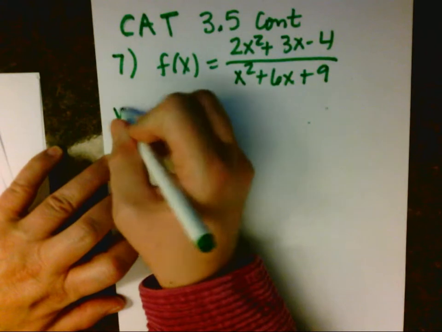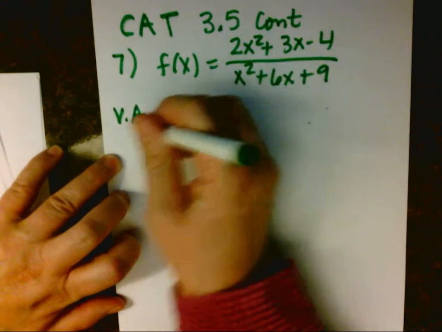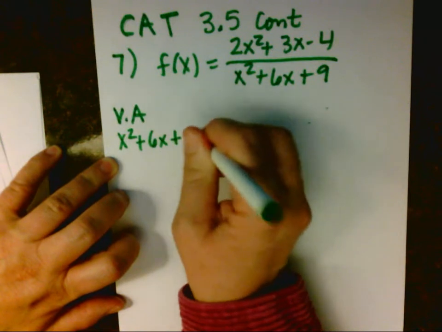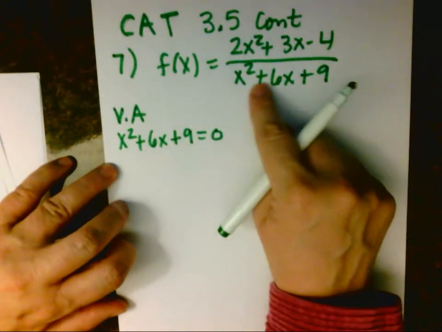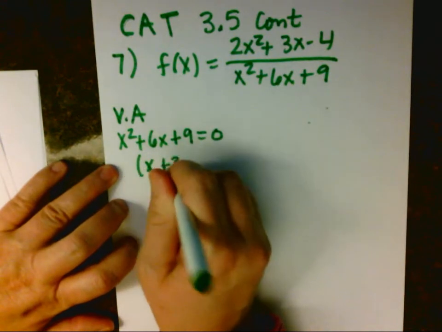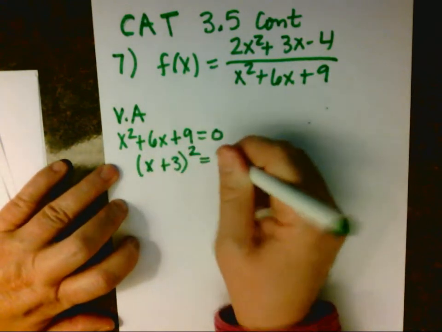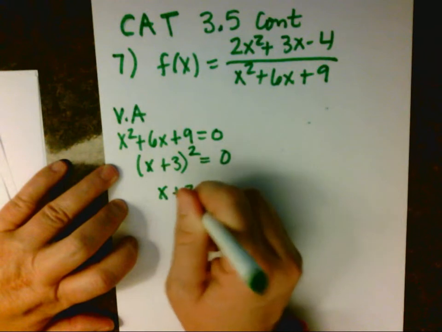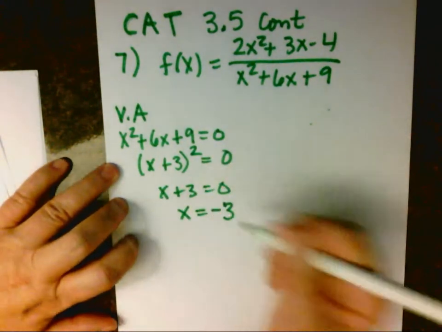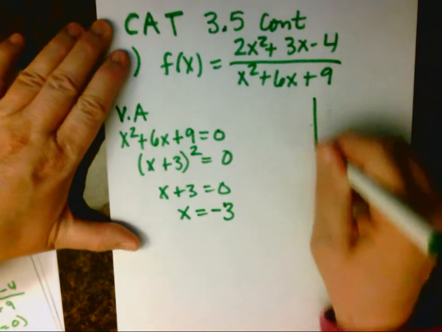We begin by looking for vertical asymptotes and setting the denominator equal to 0. Anything that blows up the denominator creates a vertical asymptote. This factors to (x plus 3) squared, and we square root both sides. And we find out that at x equals -3, we're going to have a vertical asymptote.